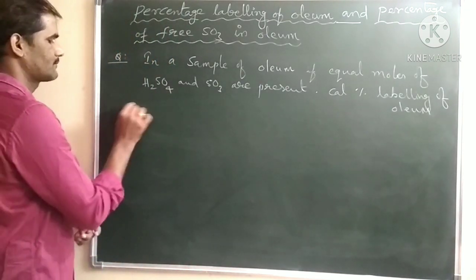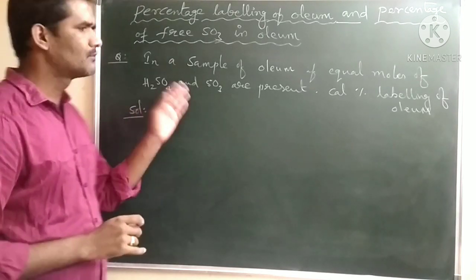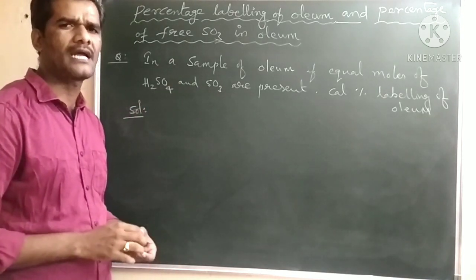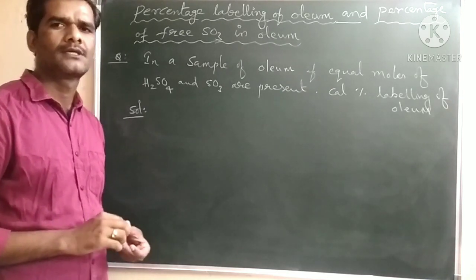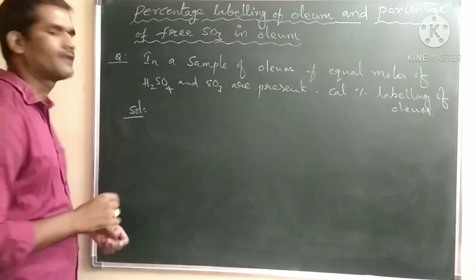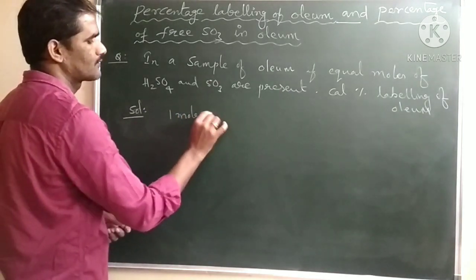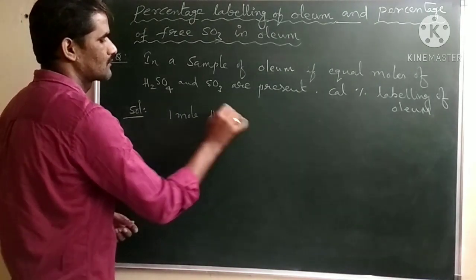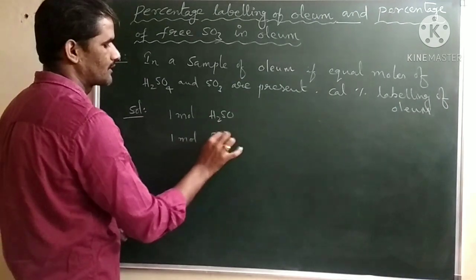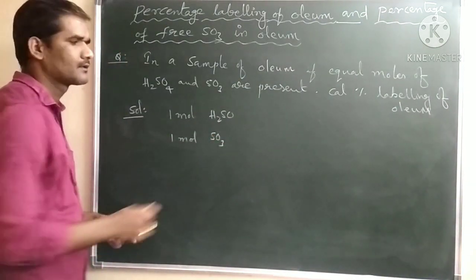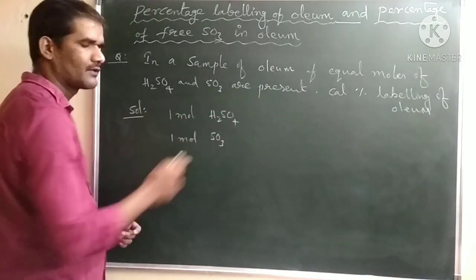Now again here, solution. Now equal moles. Let us assume both are having 1 mole. Let us assume 2, 2, 3, 3, whatever it is, that is our choice. Here let us assume they are having 1 mole. So here 1 mole of H2SO4 and 1 mole of SO3. Let us assume the oleum consists of 1 mole of H2SO4 and 1 mole of SO3.